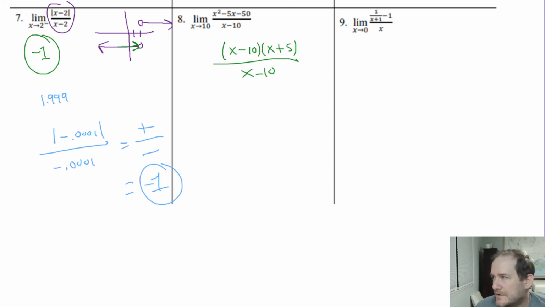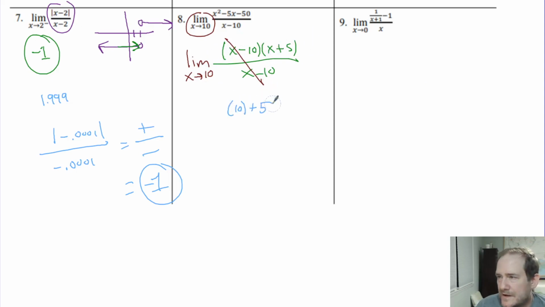Hey, what did I do wrong? Nothing really. I just haven't done it yet. But you have to bring the limit down. You have to bring the limit down. I will mark you down if you don't. Okay, cancel those. At this point, you don't really have to rewrite everything. You can just go ahead now and say, so this limit will be 10 plugged in for x plus 5, which is 15. Apparently that limit is 15. That's it.